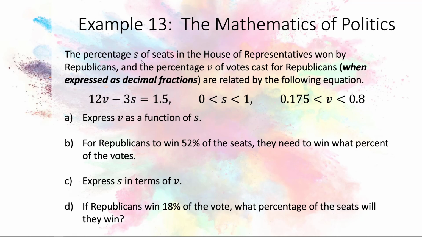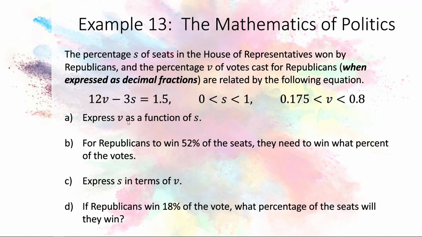It says here that the percentage S of seats in the House of Representatives won by Republicans and the percentage V of votes cast for Republicans, when expressed as decimal fractions, are related by this crazy equation, which is valid for all values of S between 0 and 1, and then only for values of V between 0.175 and 0.8. That won't be highlighted in your homework, but I'm highlighting it here so that you don't make the same mistake I did while going through the homework. Okay, now the first question here is express V as a function of S.